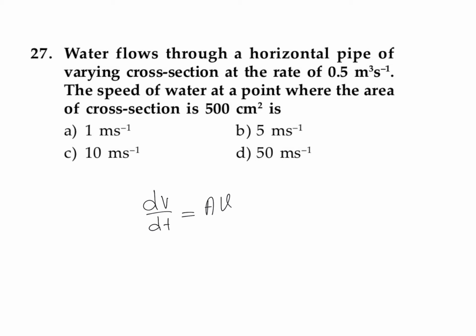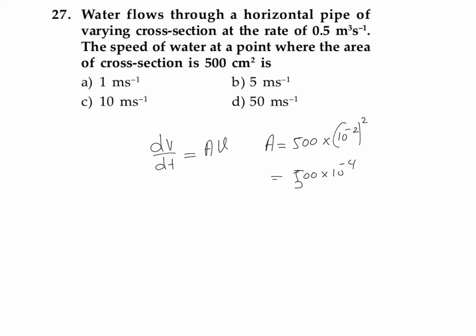The speed of water at a point where the area of cross section is given as 500 centimeter square. So we can write 500 into 1 centimeter is 10 raised to minus 2 meter, so it is 10 raised to minus 2 the whole square, centimeter square. So we can write it as 500 into 10 raised to minus 4.